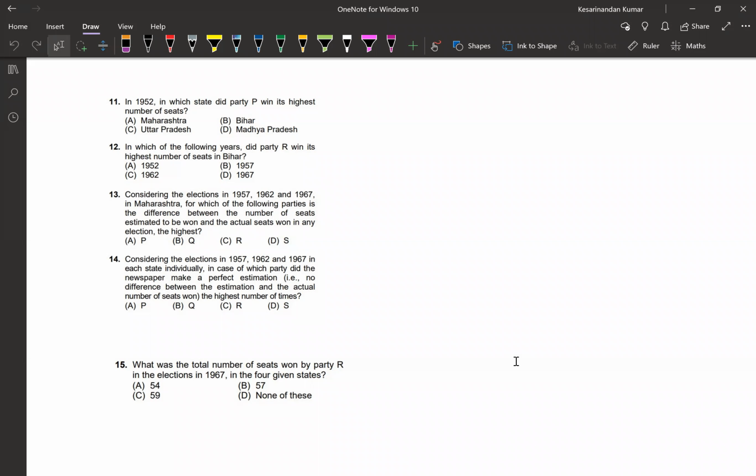For 11, the answer is B. For 12, it is B as well. 13 is D. 14 is B again. And 15 is C. 15 is C. Got it, everyone?